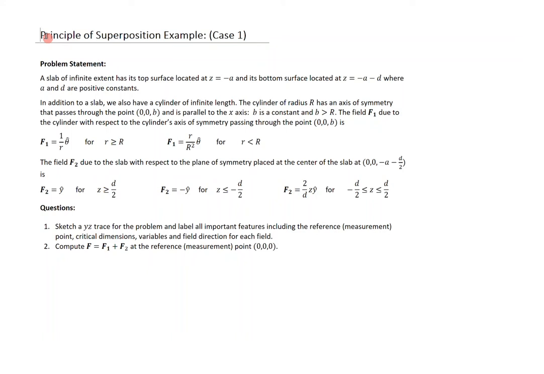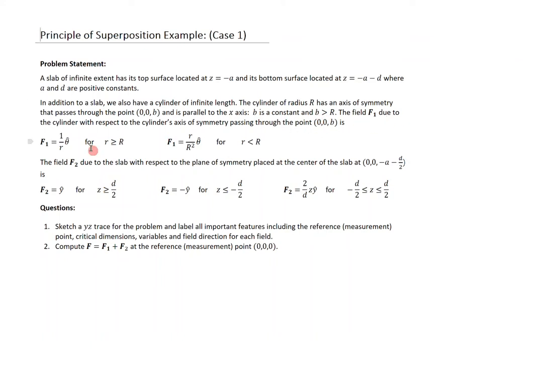All right, so let's do case one, an example. The problem statement shown here is a slab of infinite extent, has its top surface located at z equals minus a, and a bottom at z equals minus a minus d. A and d are positive coefficients. In addition to the slab, we have a cylinder of infinite length, and the cylinder of radius r has an axis of symmetry that passes through the point 0, 0, b and is parallel to the x-axis. B is a constant, b is greater than r.